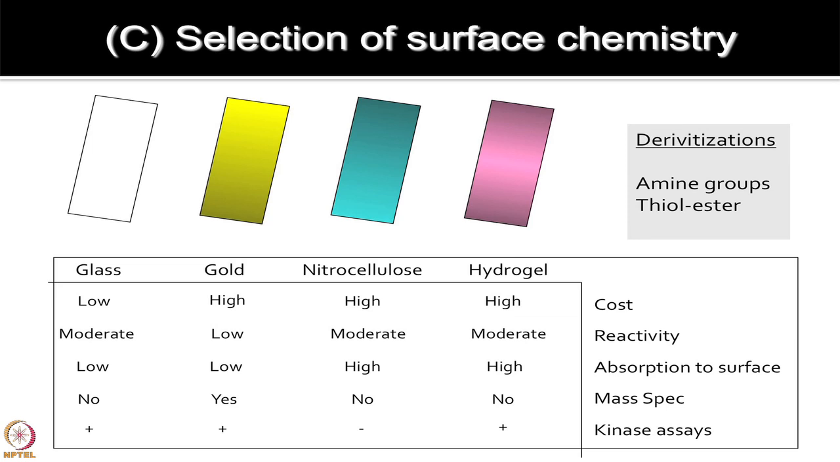Now finally comes the important aspect, which is looking at the surface chemistry, which substrate you are going to use for printing your material of interest. In this case, you are looking at the NAPPA chemistry. So you can choose from a variety of options: glass, gold, nitrocellulose, or hydrogels. Of course, glass is the most commonly used because it is very cheap on one hand. Also, most of the commonly used instruments are meant to use this kind of substrate. So the glass slide is very popularly used. Nevertheless, for specific applications, people also use gold, nitrocellulose, and hydrogel.